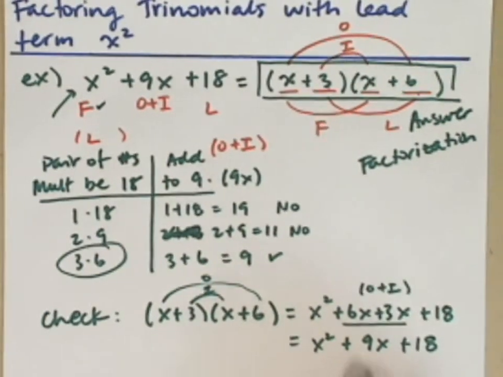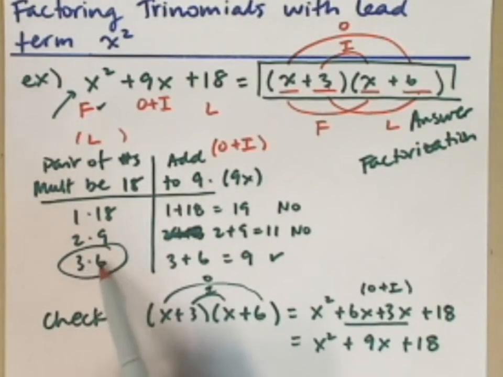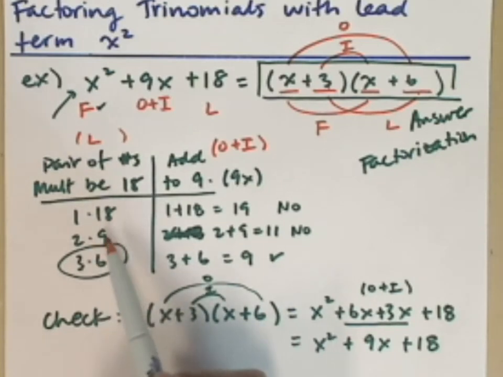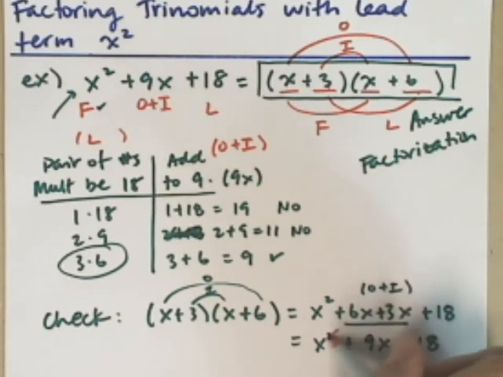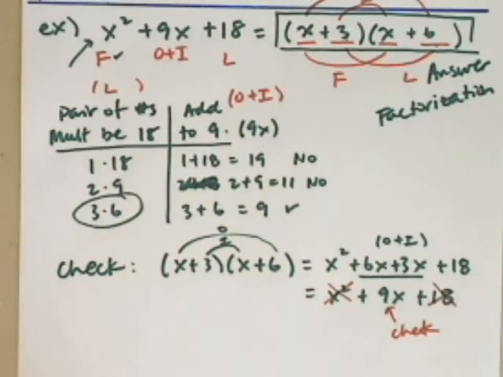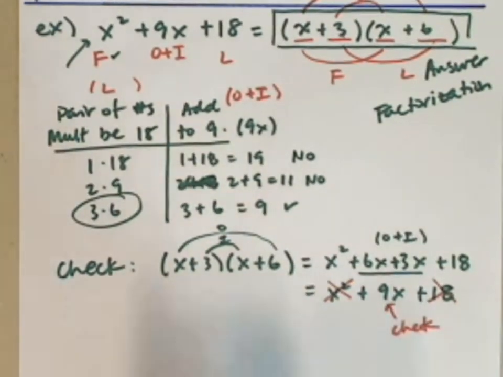Now if you look at what we've done, I can really simplify my work here. I already knew that the 3 times the 6 was going to be the 18. All of the numbers that I started with here were going to be the 18. So I can really simplify my work by just checking the middle term. You'll see me do that as I go through some examples. I will only be checking that middle term, just to make my life a little quicker. You can check the whole thing though.